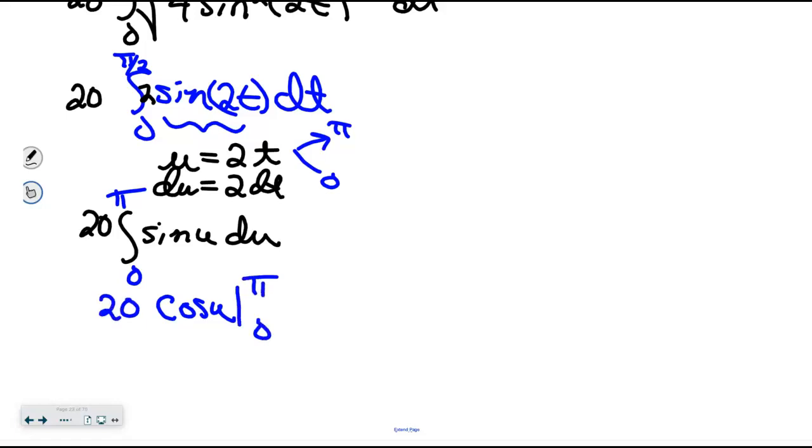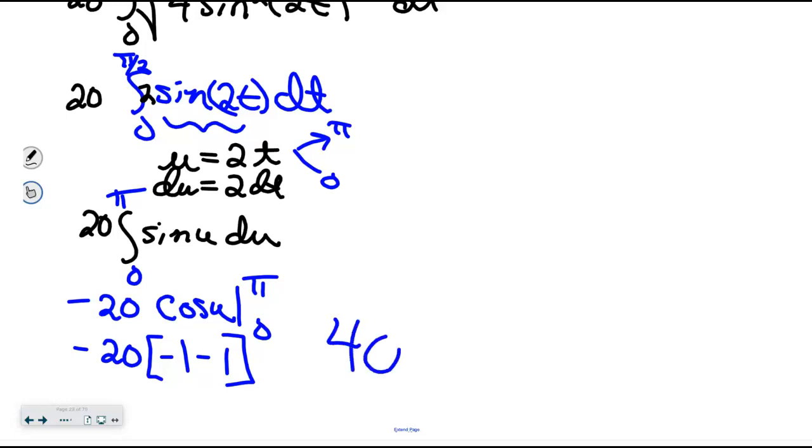Nope. Yes? Yep. Thank you. I would have gotten a negative 40 and have to go find my mistake. So I'm at negative 20. Cosine pi is negative 1. Cosine 0 is 1. Negative 20 times negative 2? 40. Love it.